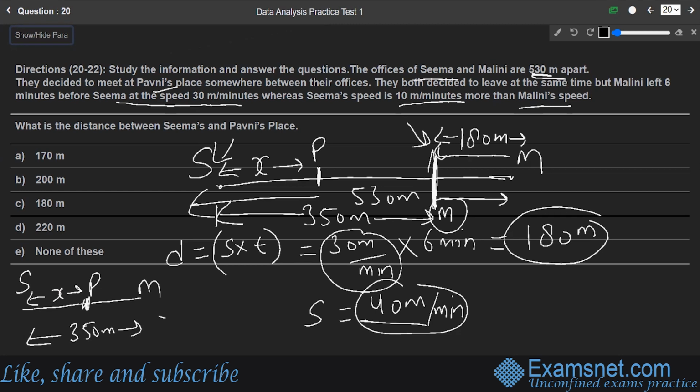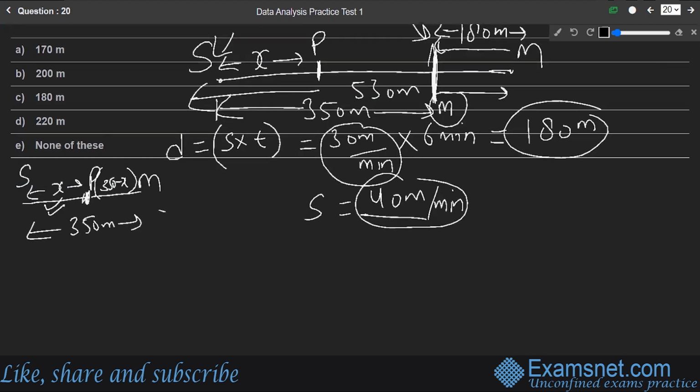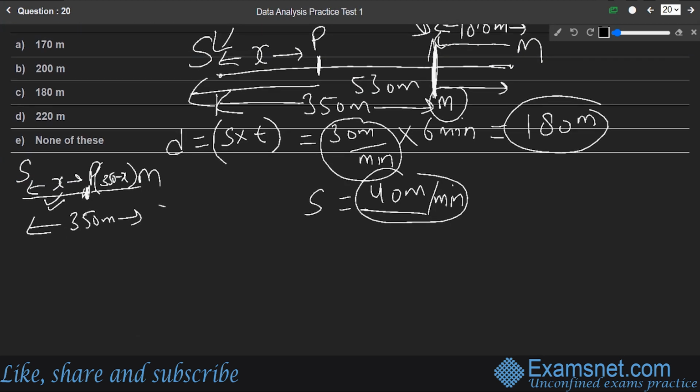So if this value is x, what will be this value? This will be 350 minus x. So this is the new situation. Now the new situation says that they have to meet at Pavani's place. So in whatever time Seema reaches Pavani's place, in the same time Malini should also reach Pavani's place. So the time taken by Seema should be equal to the time taken by Malini. Then only they can meet at the place of Pavani.